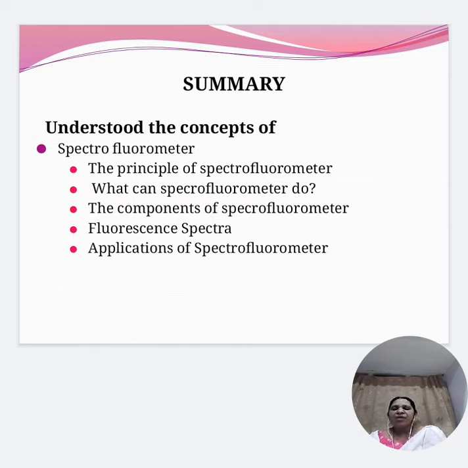The wavelength of emission is always greater than the wavelength of absorption. And we have an important parameter called the fluorescence quantum yield. It is called phi f. It is nothing but the fraction of excited molecules returning to the ground state.